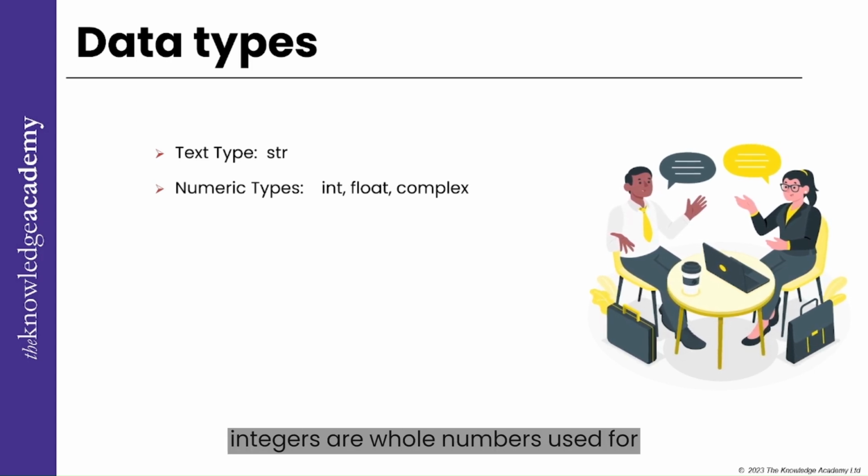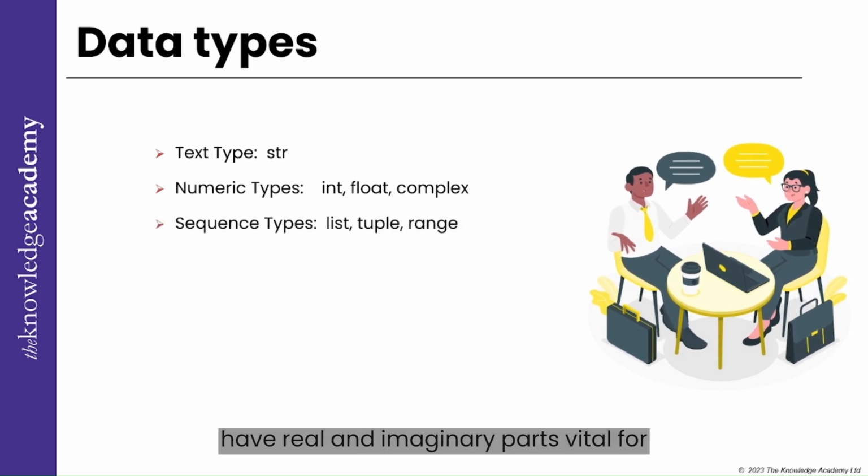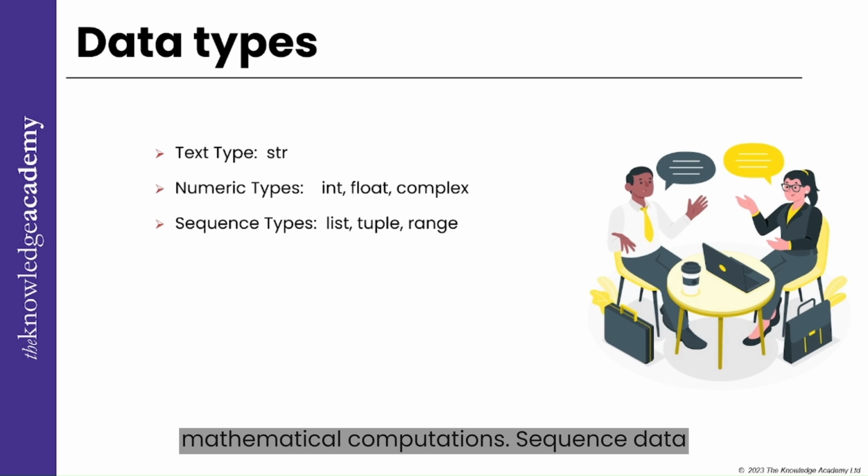Numeric data types like int, float, and complex. Integers are whole numbers used for counting and basic arithmetic. Floating point numbers include decimals, essential for precise calculations. Complex numbers have real and imaginary parts, vital for mathematical computations.